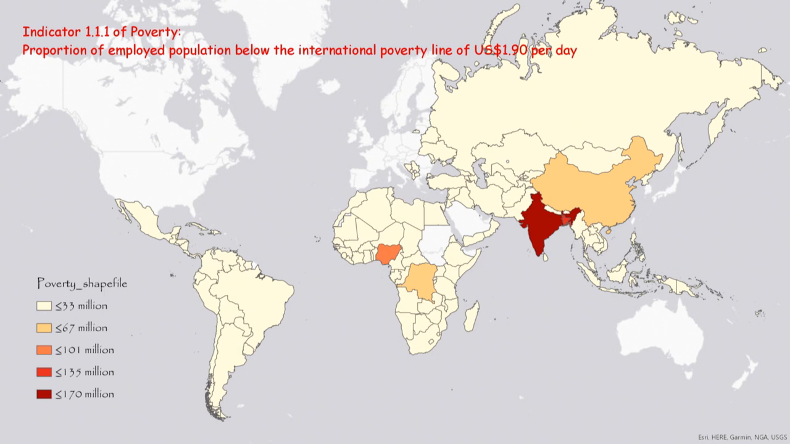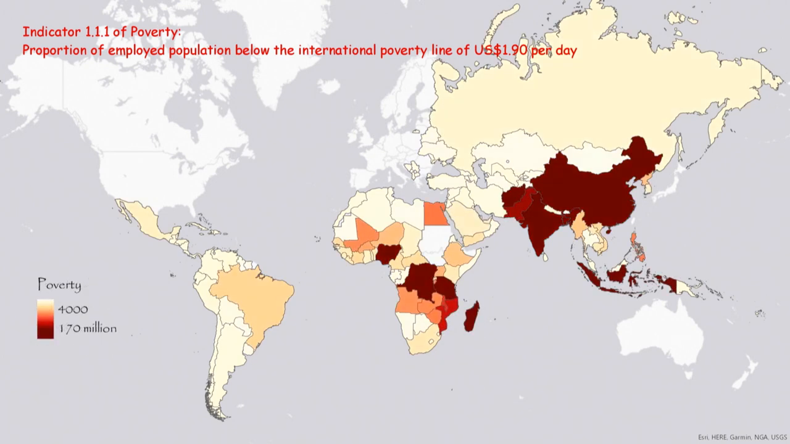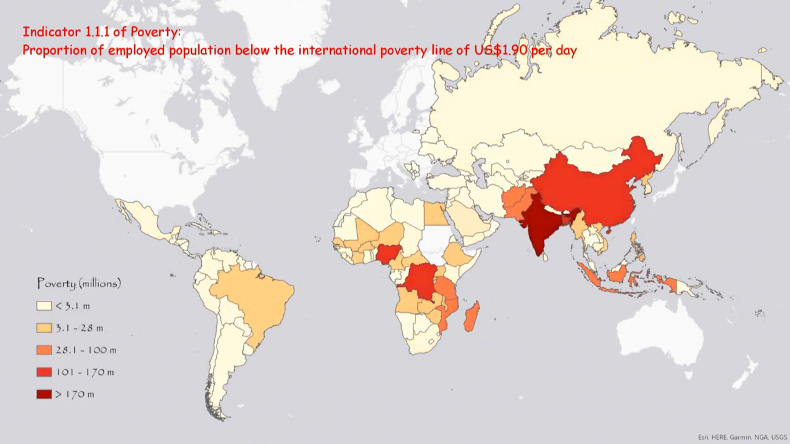But we've got five classes there, it doesn't really give as much information, so let's change it. Let's change it to an unclassed map. Well, that's great. Now every single country has a different colour, and it's good for extremities, but not so good necessarily for looking at places that share similar characteristics. And the legend really doesn't help very much. We just go from light to dark. We don't even know what the units are. It's just poverty. 4,000 what? I don't know. So we're back to the five-class map.